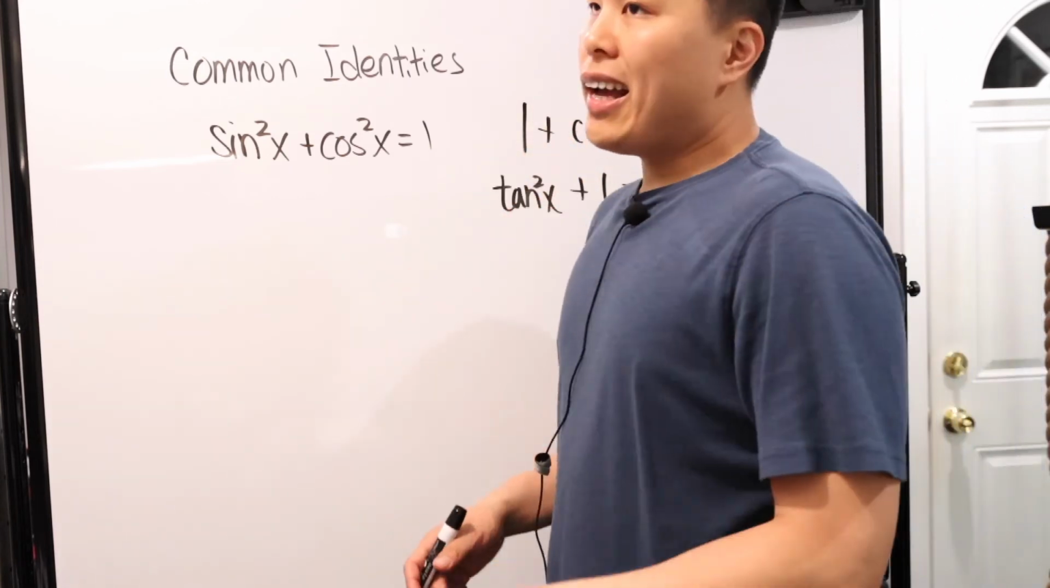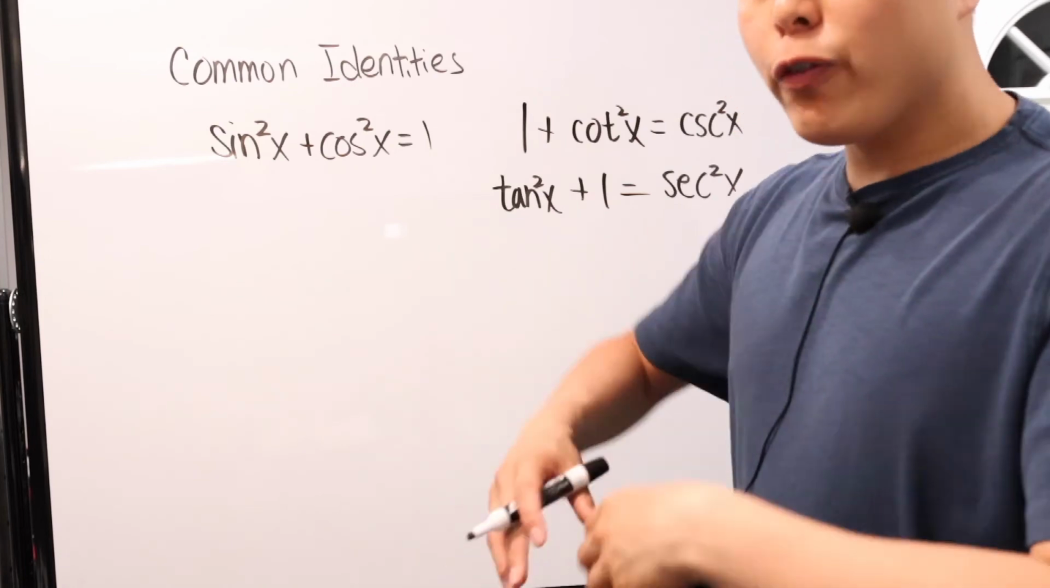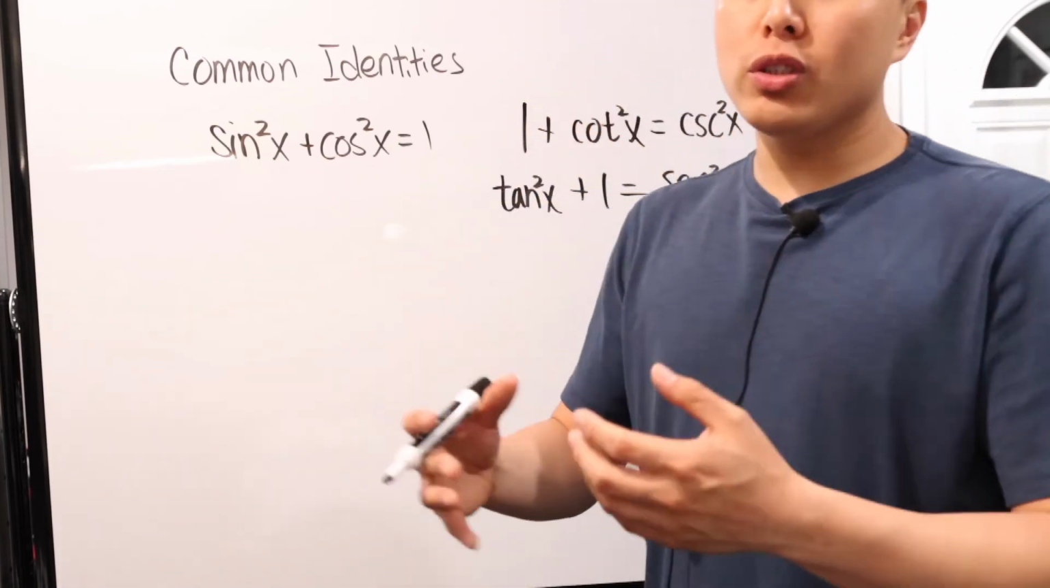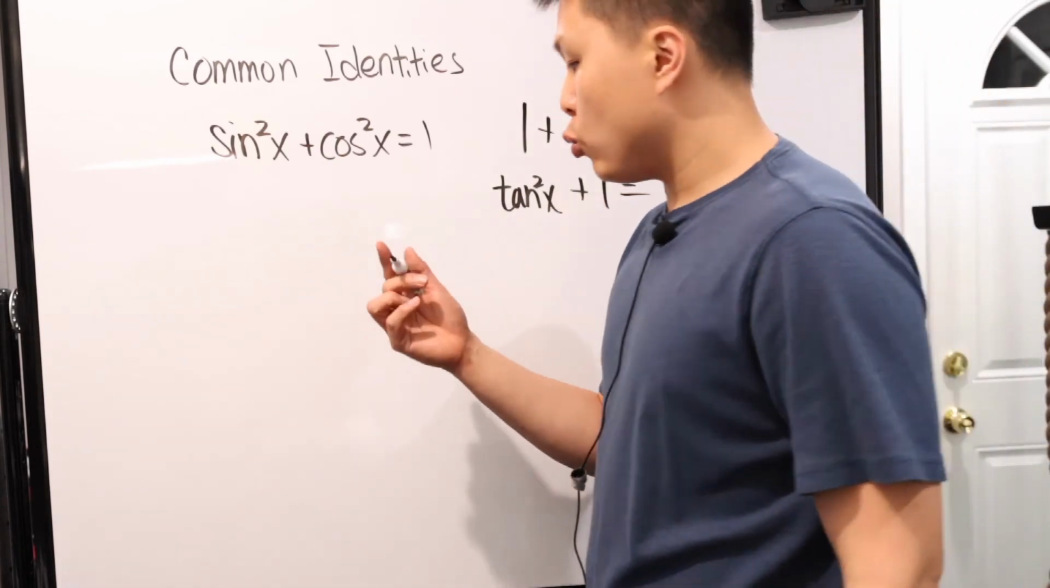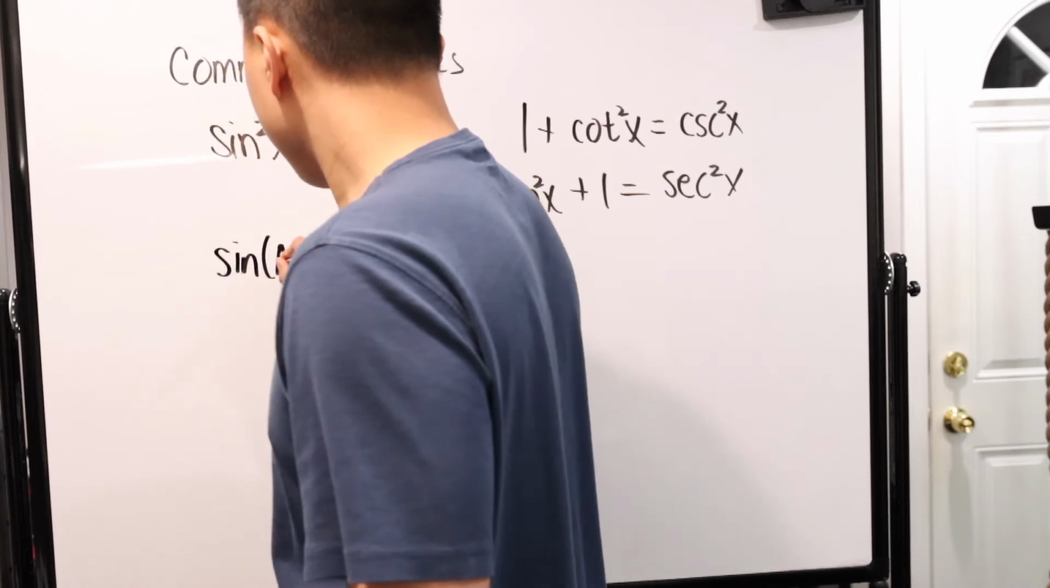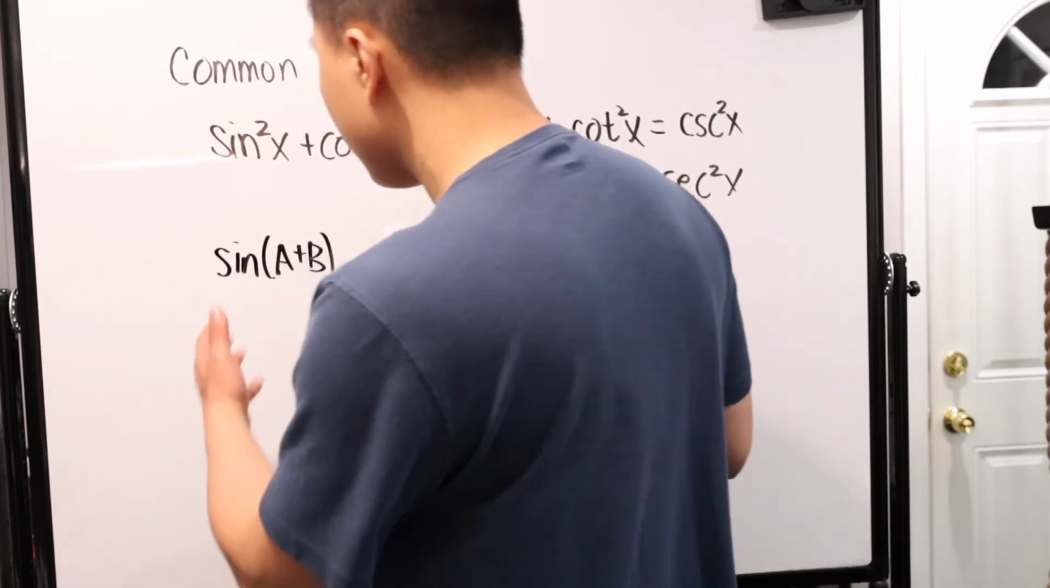The second one, this more complicated one, if you can memorize this one, I think it's for the better, but it actually produces a result that is probably one you want more. So what do I mean by that? So first and foremost, sine of a plus b. So you're adding 2 different angles inside sine.